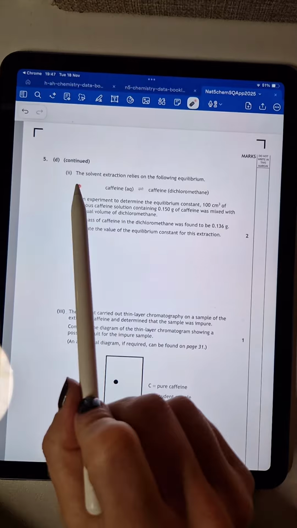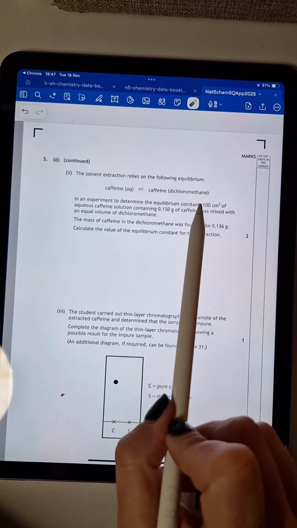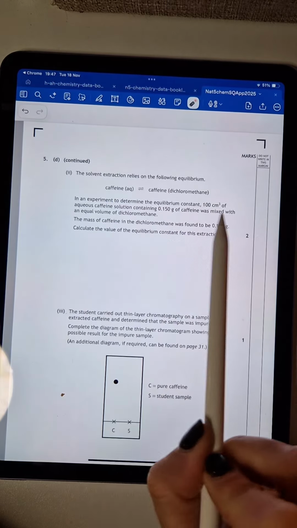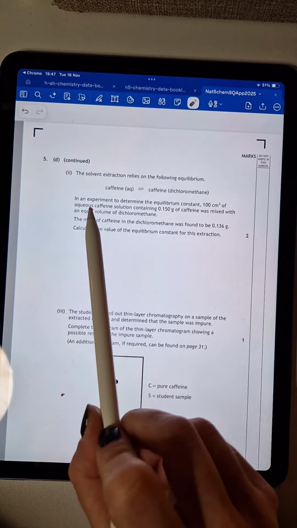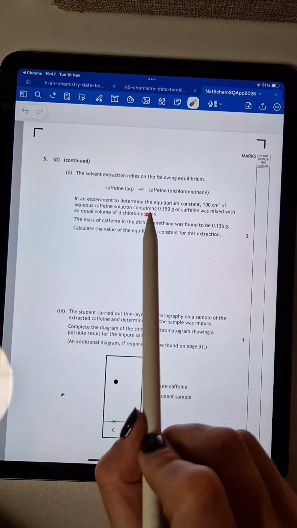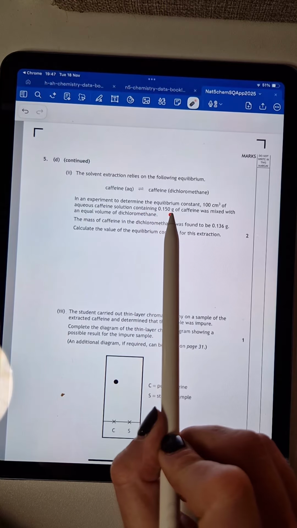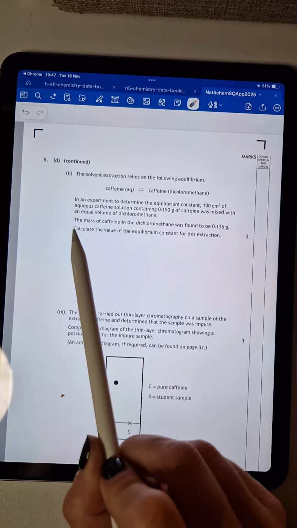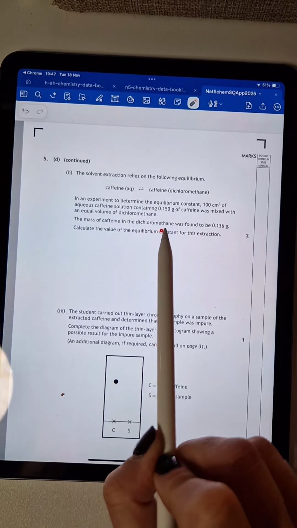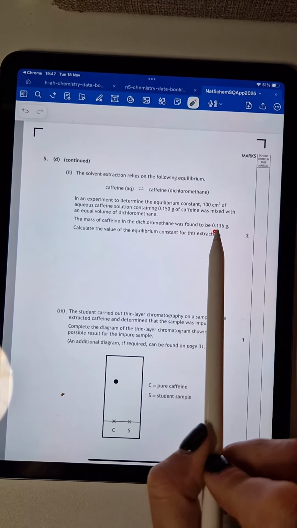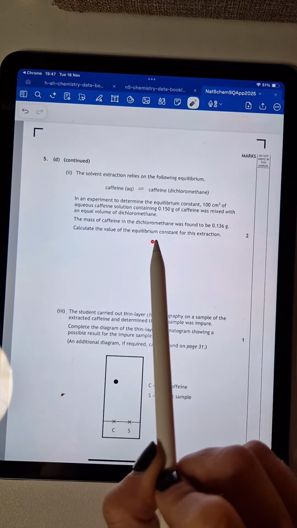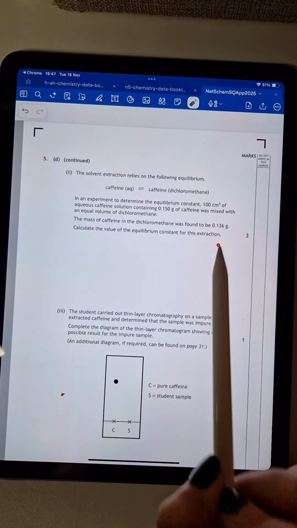So in the question, they're doing a solvent extraction of caffeine in order to determine the equilibrium constant. They've said that 100 centimeters cubed of aqueous caffeine solution containing 0.150 grams of caffeine was mixed with an equal volume of dichloromethane, and then the mass of caffeine in the dichloromethane was found to be 0.136 grams. Then you're asked to calculate the value of the equilibrium constant for this extraction.